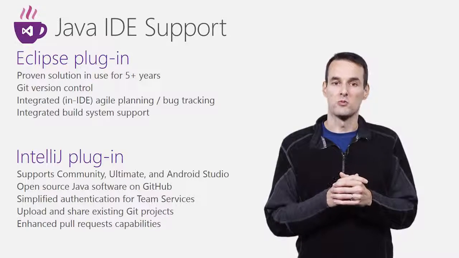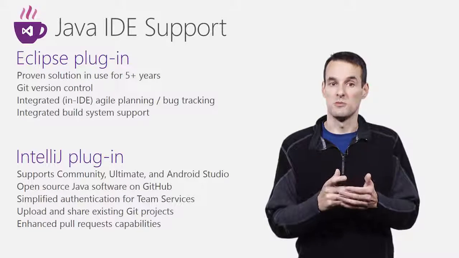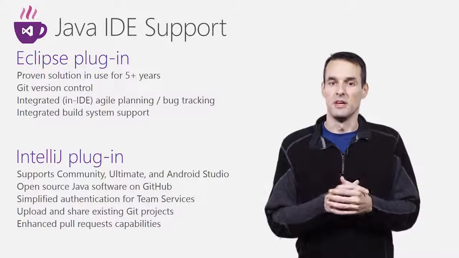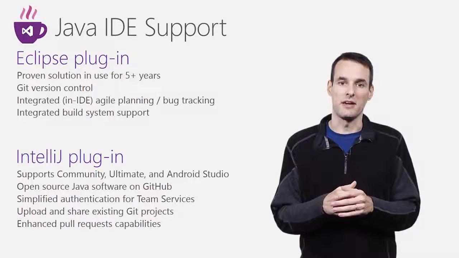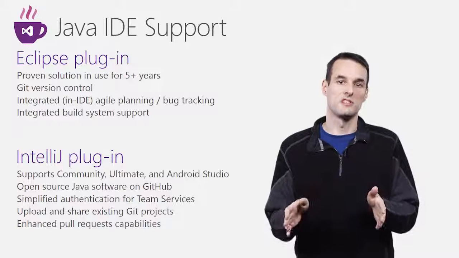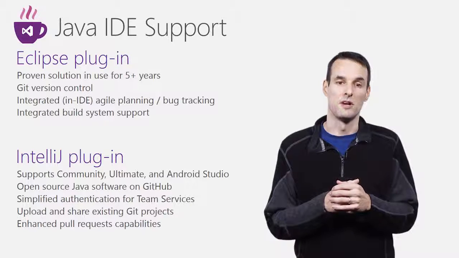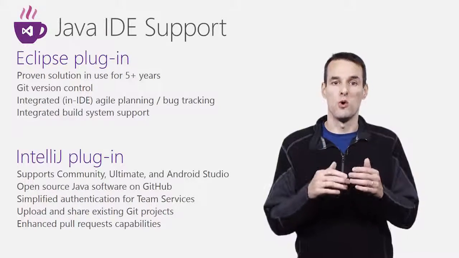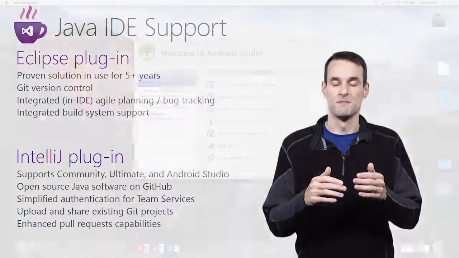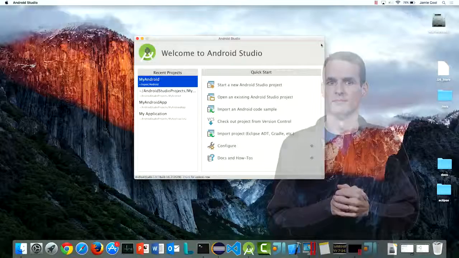For more than 5 years, we provided a plugin for Eclipse called Team Explorer Everywhere, or TEE. It supports Git repositories and provides in-IDE work item tracking, so you can work with the stories and bugs assigned to you without ever leaving Eclipse. It enables integrated build system support for Team Services and is compatible with older TFS and Eclipse versions. Let's look at a demo.